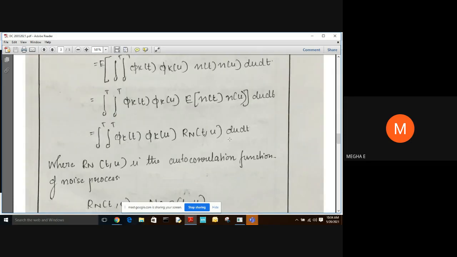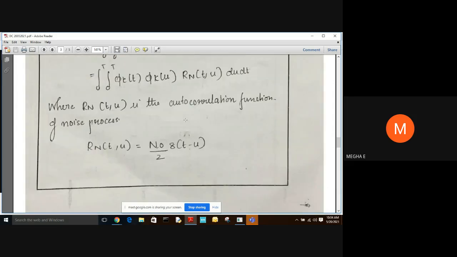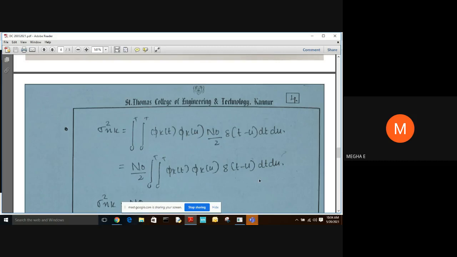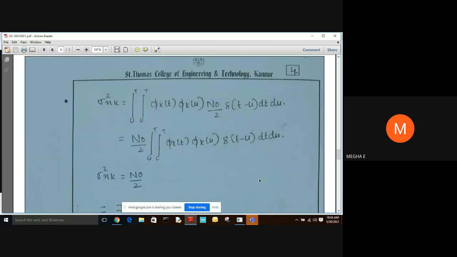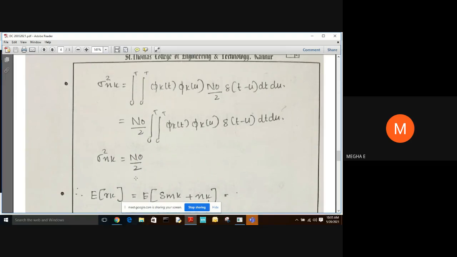We know the autocorrelation function is nothing but N0 by 2 into delta of t minus u. On substituting this Rn of t,u in the equation, we obtain that the variance is N0 by 2 into the integral from 0 to T of phi k of t, phi k of u, delta of t minus u, dt du. So this variance is nothing but N0 by 2.